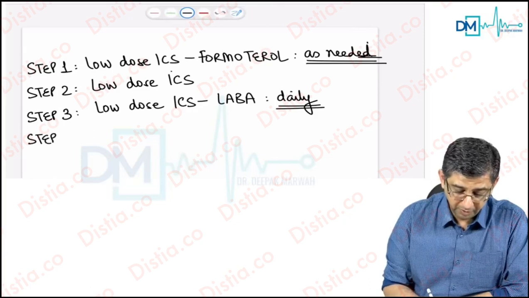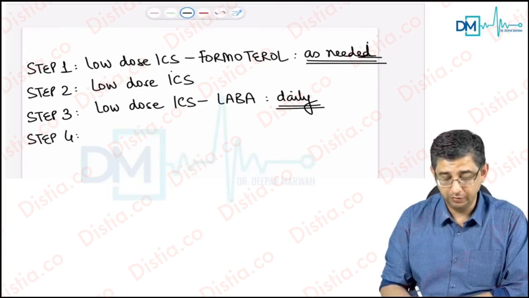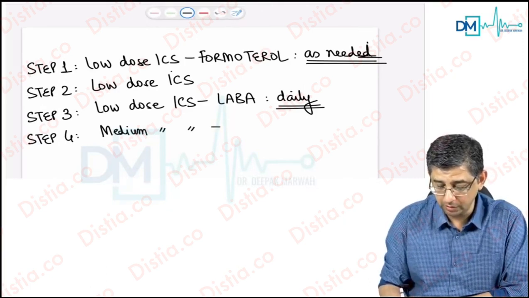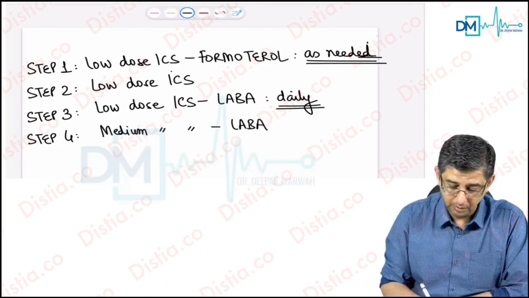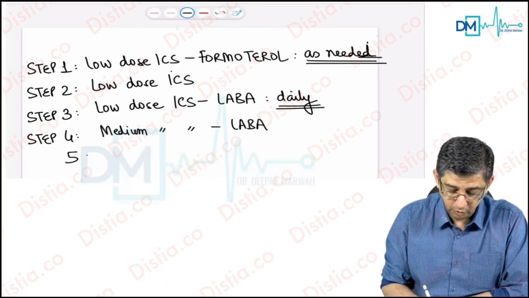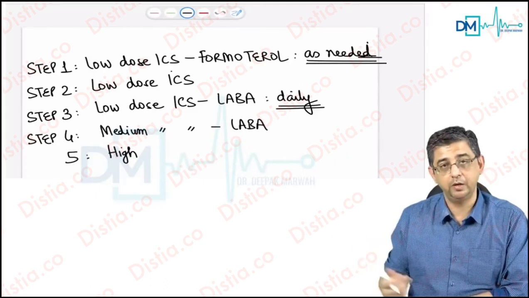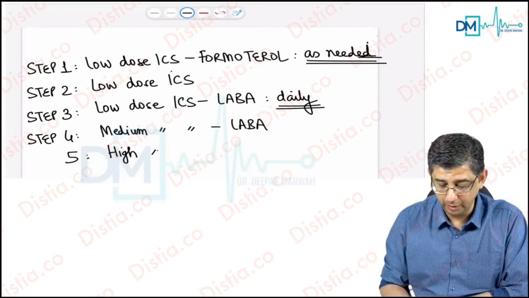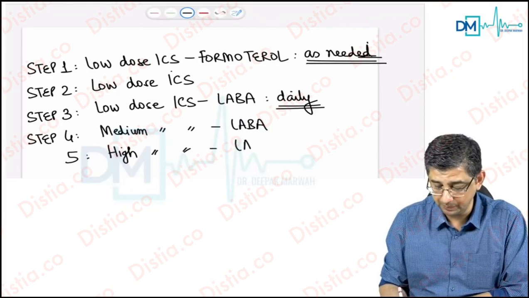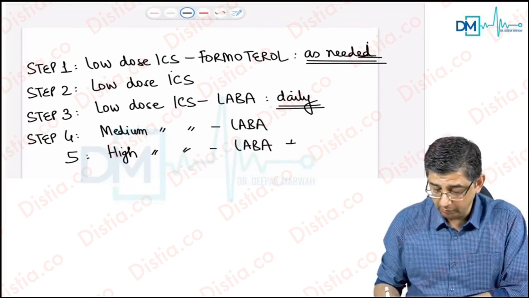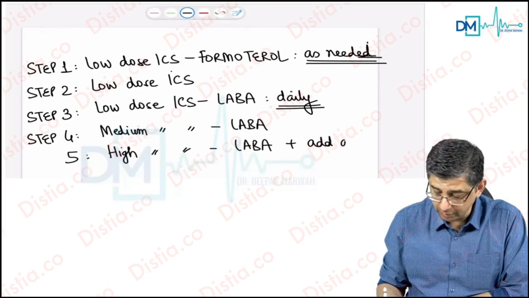Step 4 and 5 are at the discretion of a doctor, where you will have to increase the dose of inhaled corticosteroids. So it is a medium dose inhaled corticosteroid with a LABA. In step 5, you are using high dose, that is budesonide, going up to 400, 800 micrograms on a daily basis. So high dose inhaled corticosteroids with LABA. In some cases, you might have to use add-ons also, which I'll explain in the next slide.